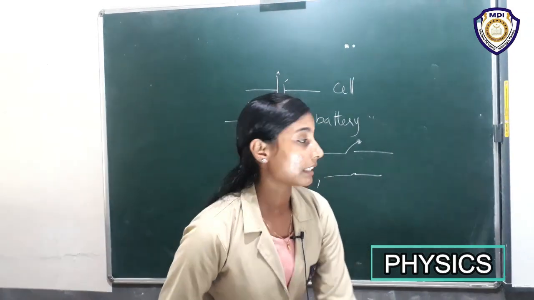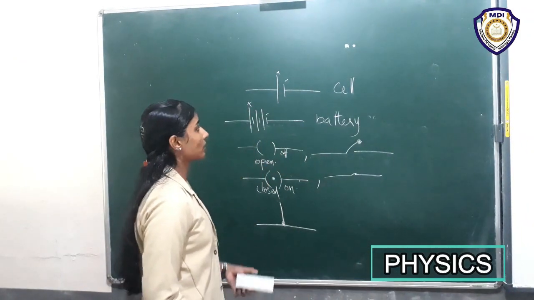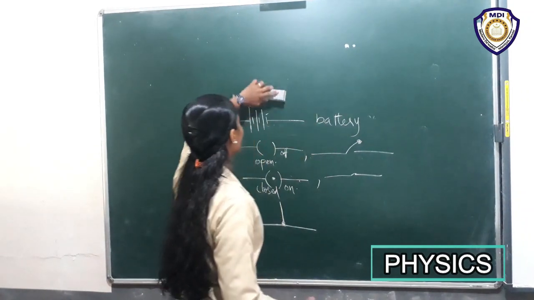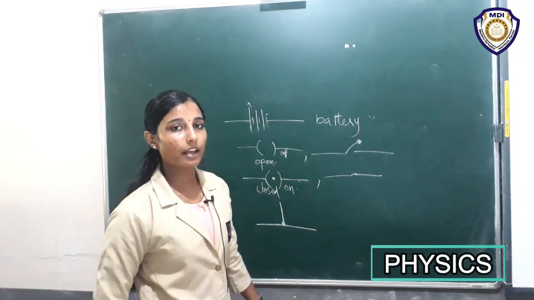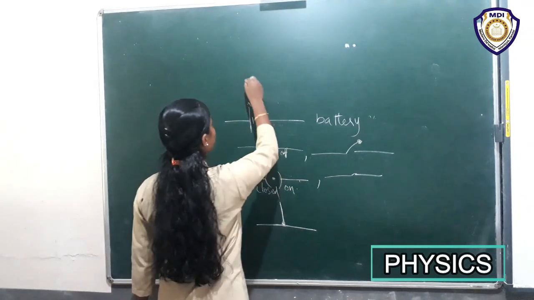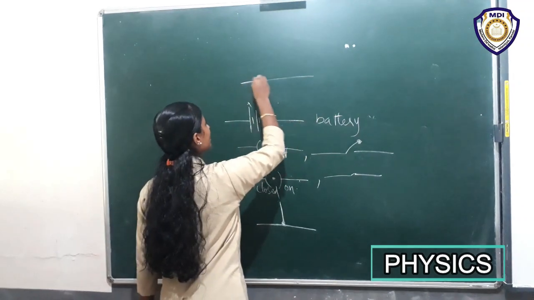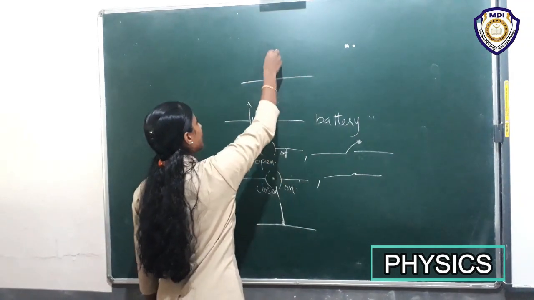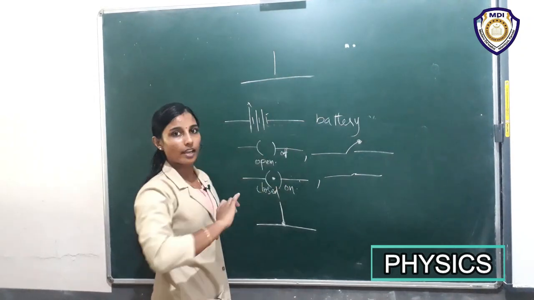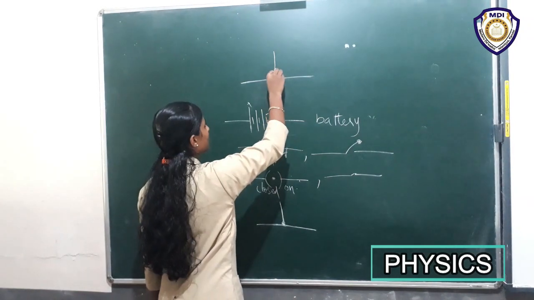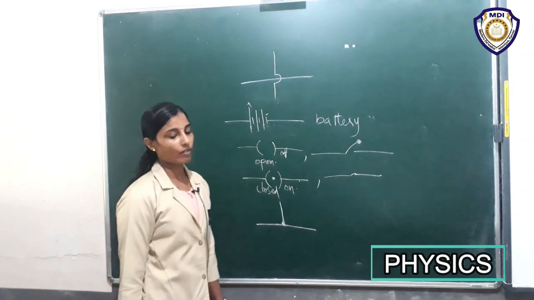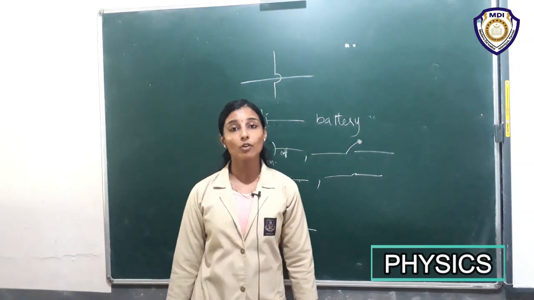And wires crossing without joining. How can we draw wires without connecting? The wires cross each other but they are not joined. That means here we have a conducting wire and another wire coming from here that does not touch this wire. This is how we can represent wires crossing without joining.